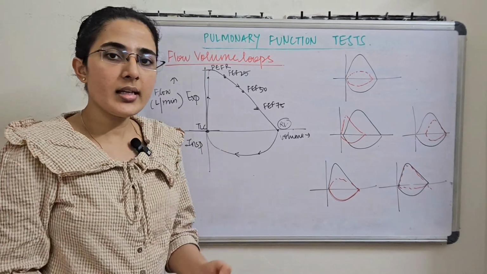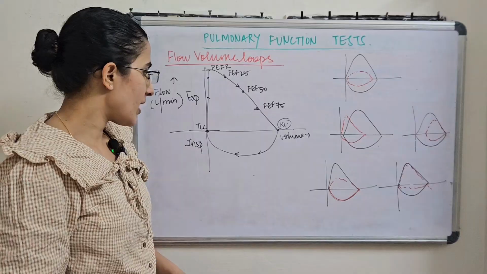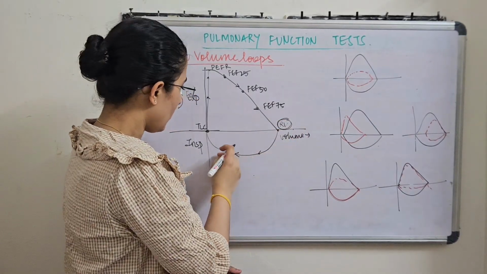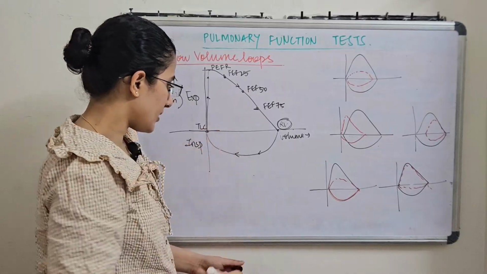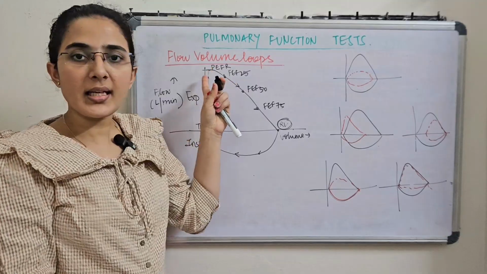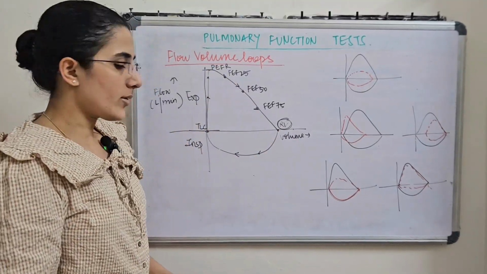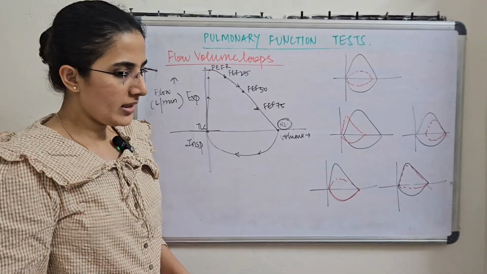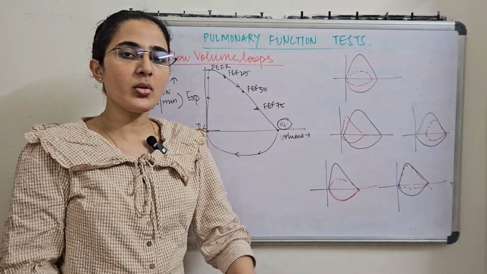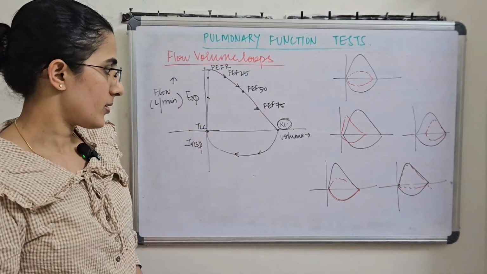As I discussed earlier, we will see the importance of these various parameters. The patient starts from the residual volume and reaches the total lung capacity. From this total lung capacity, we reach the peak expiratory flow rate and finally back to the residual volume. One more thing that we can also discuss is the various types of flow volume loops seen in obstructive and restrictive types of lung diseases.